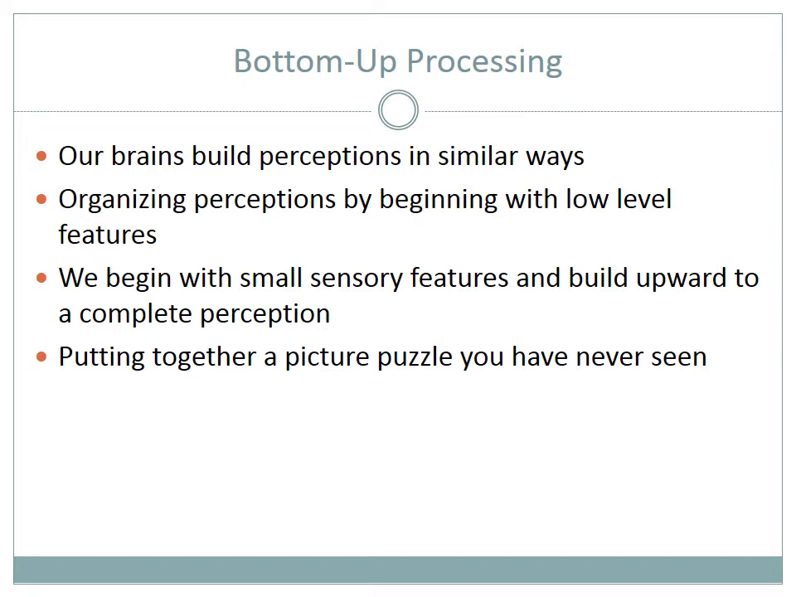The next one is bottoms up processing. Bottoms up processing is organizing perceptions by beginning with low level features. We begin with small sensory features and build upward to a complete perception, like putting together a picture puzzle you've never seen before. So it's just starting with whatever clues or features, sensations that are there, and then building it up to a complete perception. After a while, you get the big picture. It's like an aha moment. You go, oh, okay, I know what we're doing here. So that's bottoms up processing.